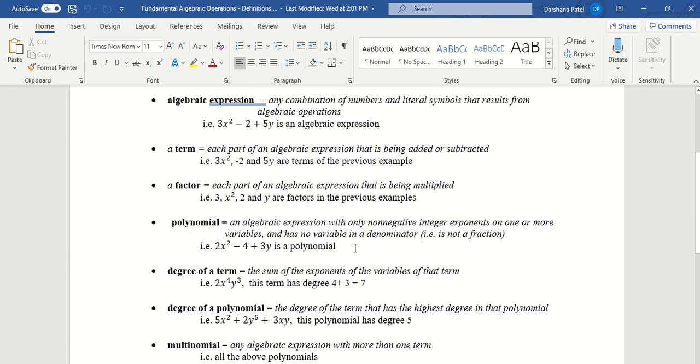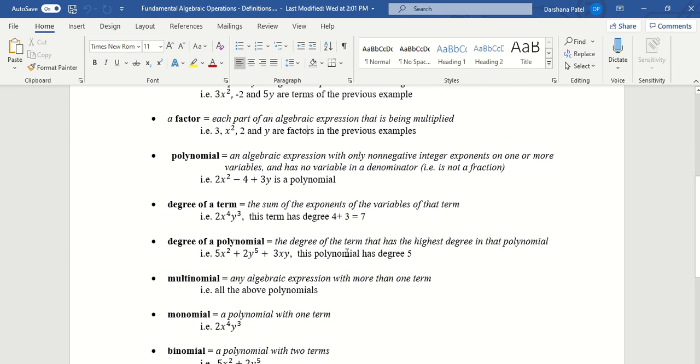Okay, a polynomial then is an algebraic expression with only non-negative integer exponents on one or more variables. So it can have more than one variable, but exponents for variables have to be non-negative integers, meaning that 1, 2, 3, 4, 5, 6, any number, 0 even, but no negatives, no fractions. And no variable should be in the denominator. x over y is not good. Okay. An example here is 2x² - 4 + 3y is a polynomial.